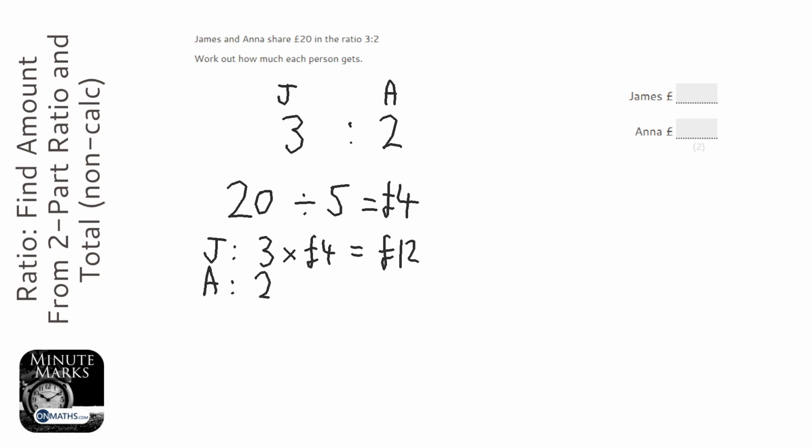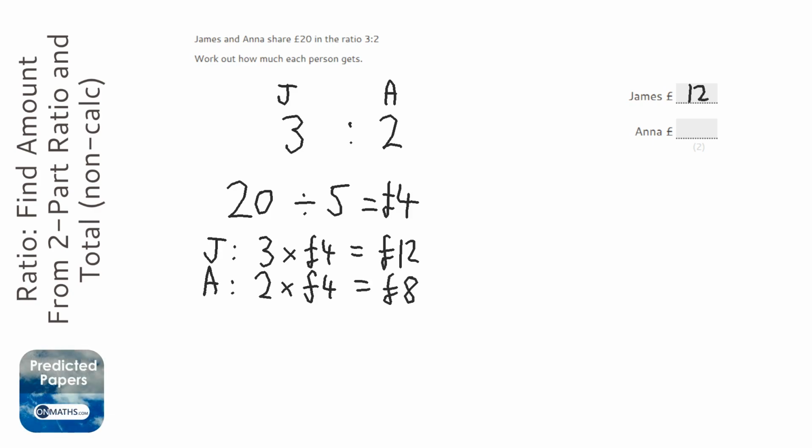Anna is going to have 2 of those piles, so 2 lots of the £4, so she's going to have £8. So James has 12 and Anna has 8.